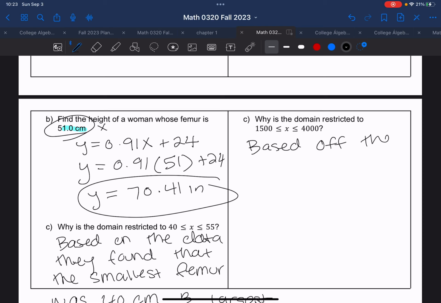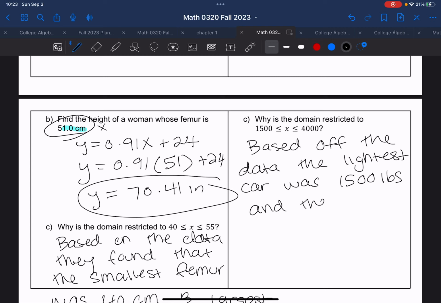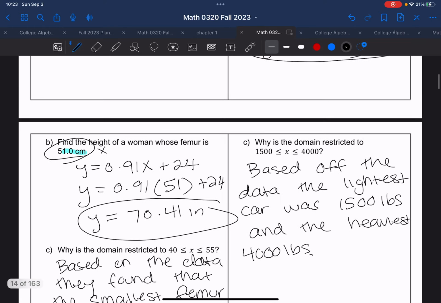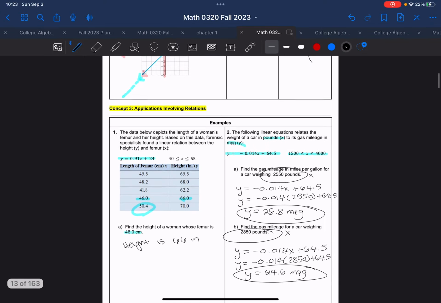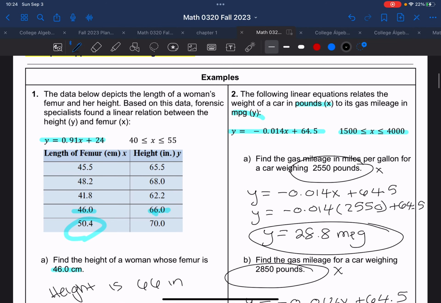So based off the data, the lightest car was 1,500 pounds and the heaviest 4,000 pounds. Again, I'm not saying that in the entire world the lightest car is 1,500 and the heaviest car is 4,000. That is only based off of this problem with the data that they used to create this relation.